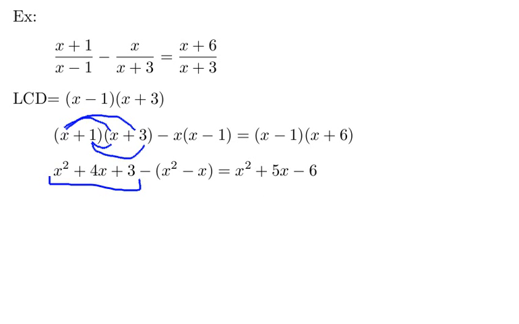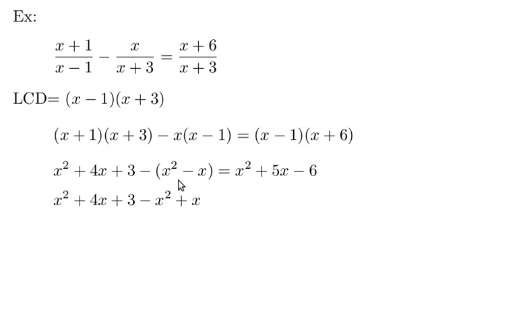So let's go ahead and on the next line, I just want to distribute this negative, so we'll have x squared plus 4x plus 3 minus x squared plus x. I just distribute this negative to this positive and to this negative. Then, of course, the right side remains the same: x squared plus 5x minus 6.